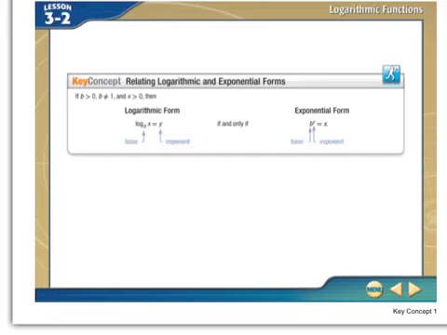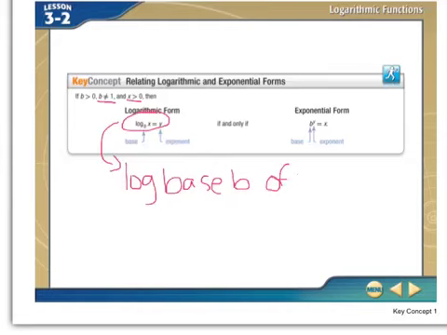In this slide, we are going to discuss relating logarithmic and exponential forms. If b is greater than 0 and b is not equal to 1 and x is greater than 0, the logarithmic form of a function is log base b of x equals y. That is how I say that equation. That's only true if and only if b to the y is equal to x. b raised to the power of y is equal to x.